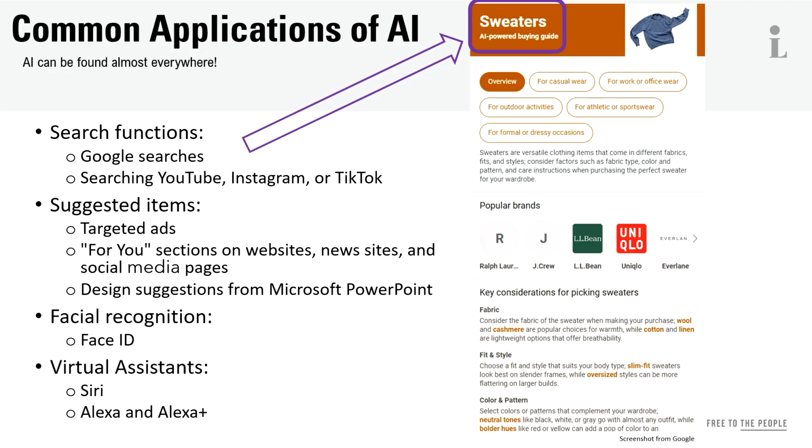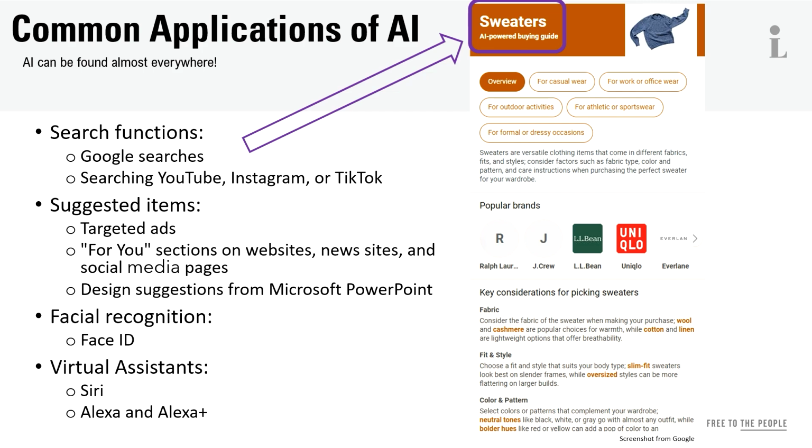But behind the scenes, AI has been adding functionality to programs for quite a while now. I already mentioned search functions like Google, YouTube, social media. All those are being assisted by machine learning and AI. Suggested items, so targeted ads, or user sections on websites, things that learn based on your habits online, all are supported through AI, as well as design suggestions in things like Canva or Microsoft PowerPoint.